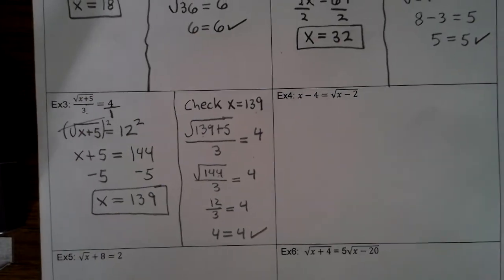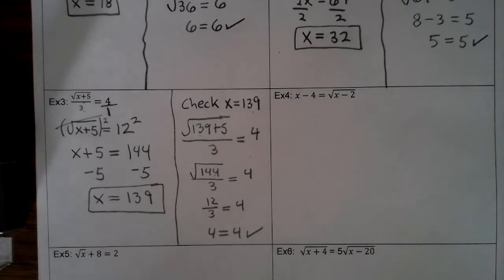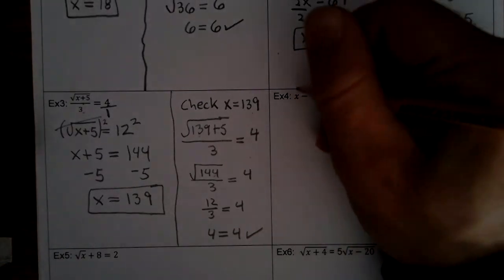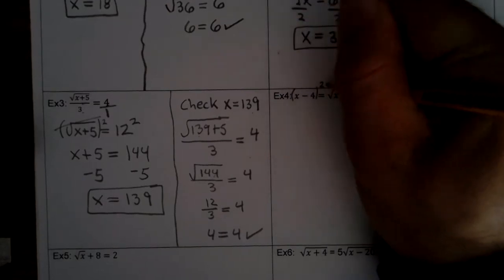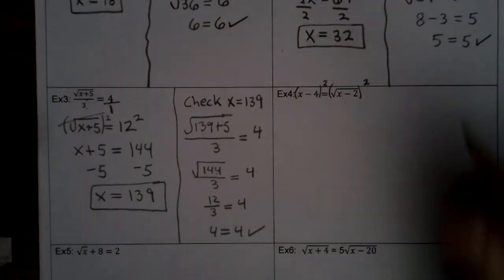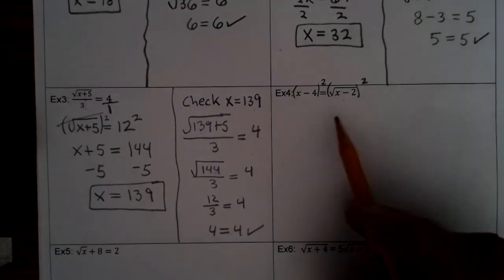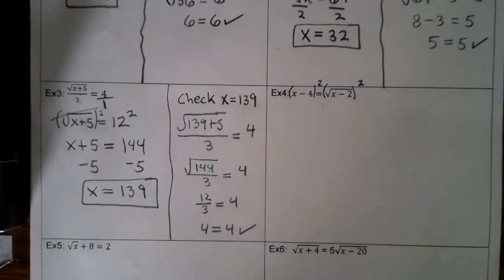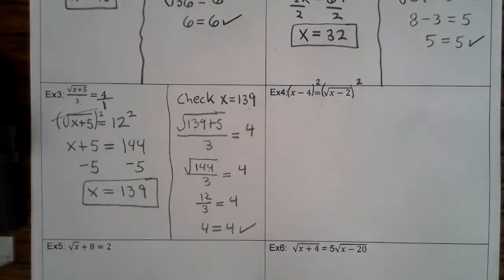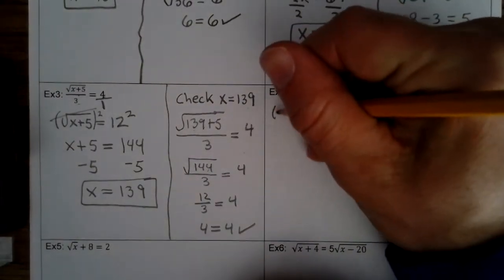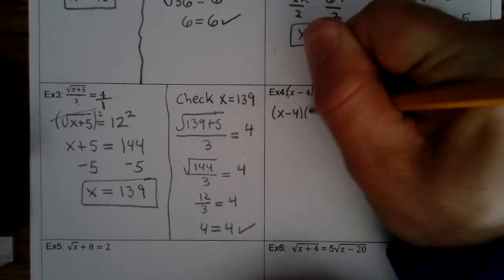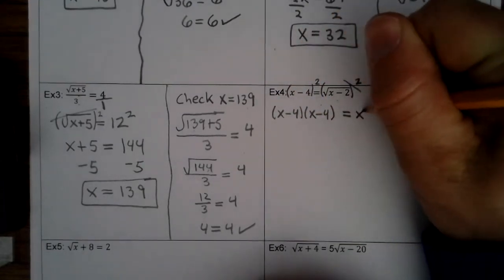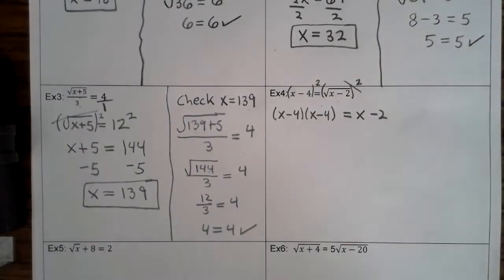Okay, let's take a look at example 4. Now, example 4, the square root's isolated, so we're going to square both sides. Now, example 4 is probably going to be the most difficult problem of the examples. So let's add some light to that. So x minus 4 squared is x minus 4 times x minus 4. That becomes power of 1 equal to x minus 2.